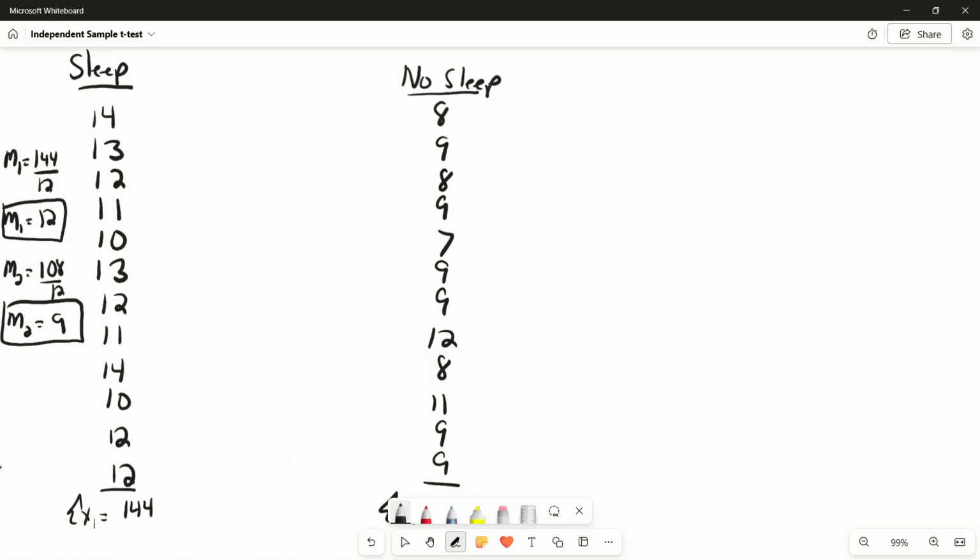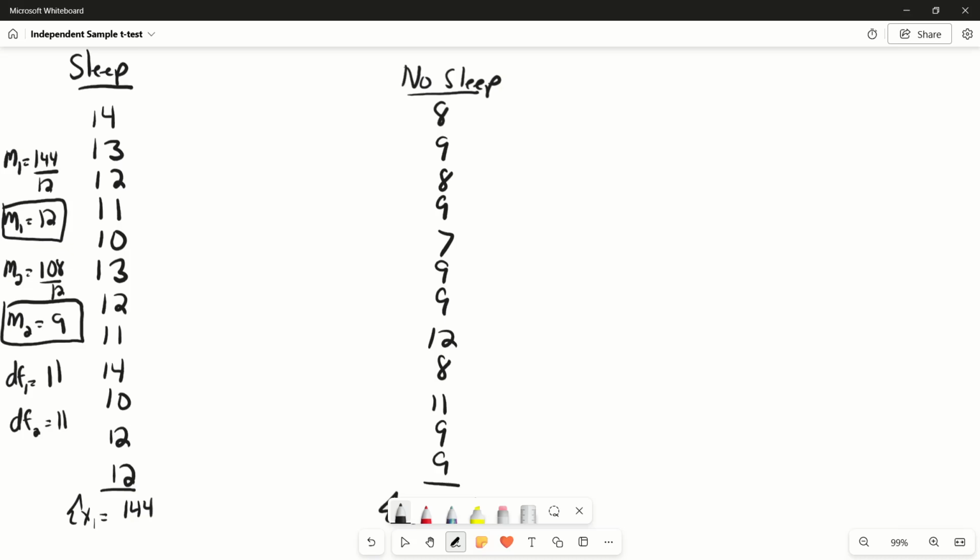We are then going to compute the degrees of freedom. So it's going to be n minus 1 for each group. So the first group is going to be 11, n minus 1, n is 12, and the second group is going to be 11. Degrees of freedom 2 is 11. So they're both 11 because they both have the same number of participants.